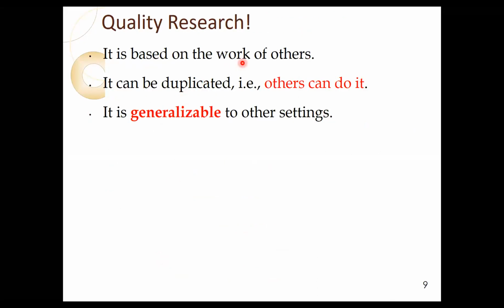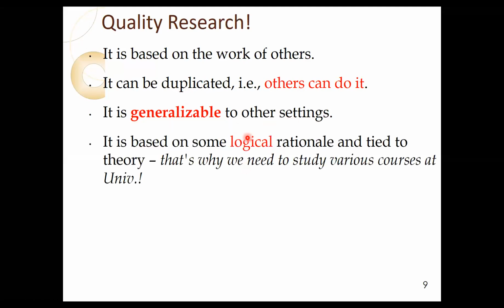So good research, quality research, should be based on the work of others. It doesn't mean that you just copy another work, okay? It can be duplicated. It means that your work is so clearly mentioned and done that anyone can implement it. If your work is something undoable, it means that you didn't do anything. You are a sorcerer or magician or something like that. And it should be generalizable to other settings. And definitely it should have some logical base, and it should be tied with theory.